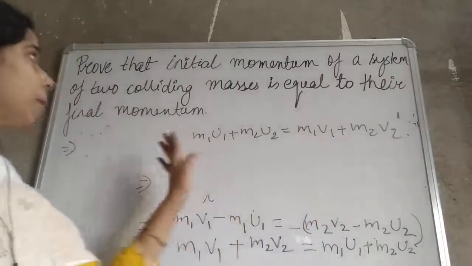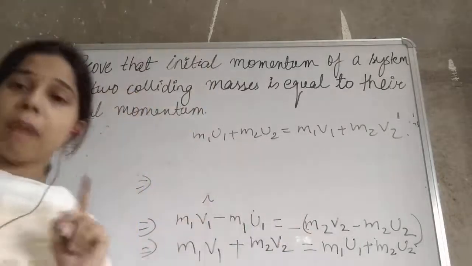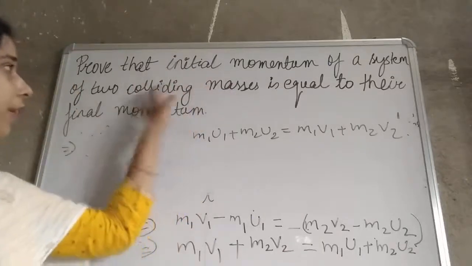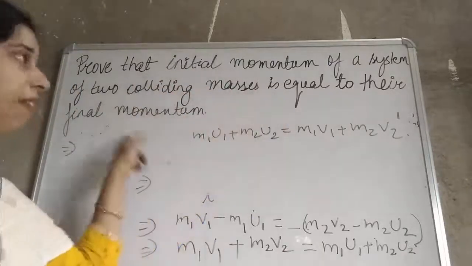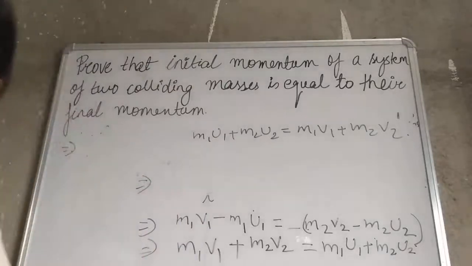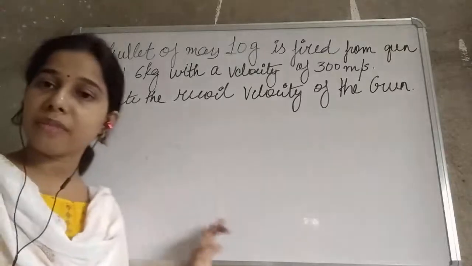So by this we can prove that for a system having two bodies with certain masses, when they collide with each other, their final momentum is equal to the initial momentum. Okay. Now we will see another numerical that is related to the law of conservation of momentum.